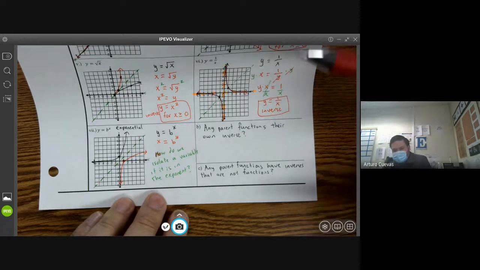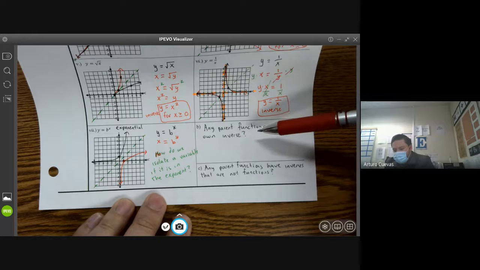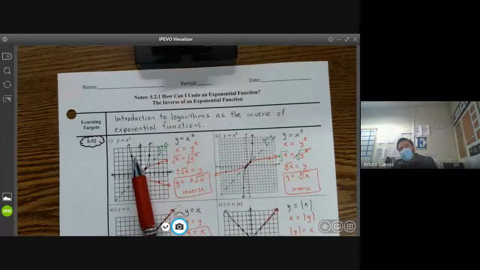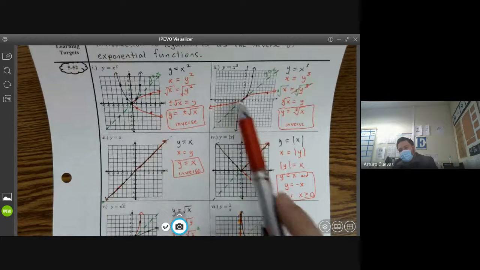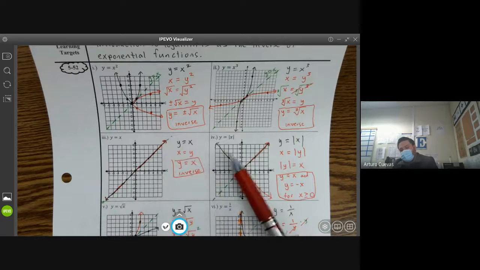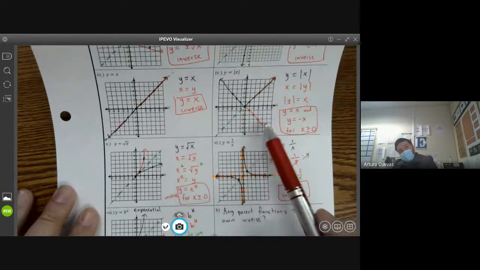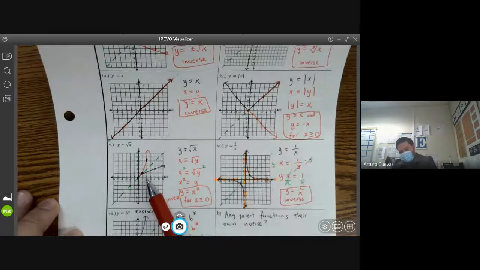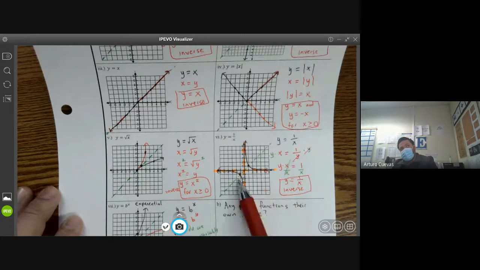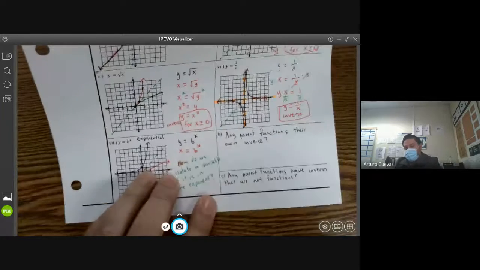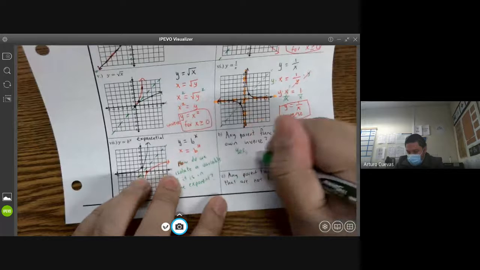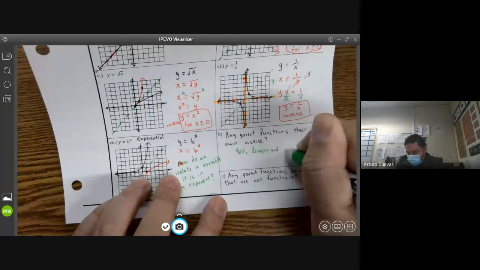So we kind of touched on it earlier. Which parent functions are their own inverse? Right, let's go one by one. Is the parabola its own inverse? No, it doesn't land on itself. The cubic? No. The linear? Yes. The absolute value? It does not land on itself completely, right? The square root? The rational? Yeah, the rational lands on itself, remember? Okay, linear and rational land on themselves, and exponential doesn't. So what's the answer to part B? Yes. And which ones? Linear and rational.